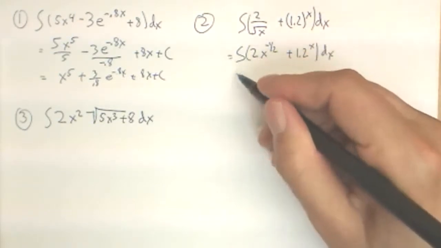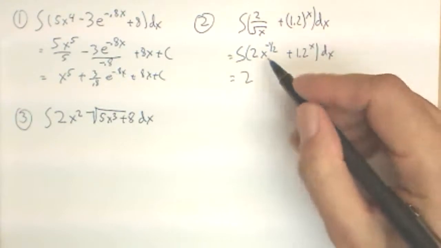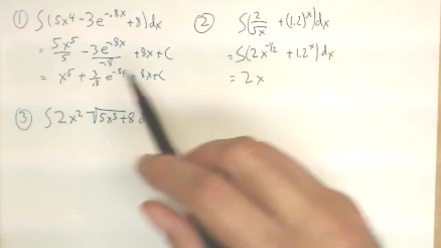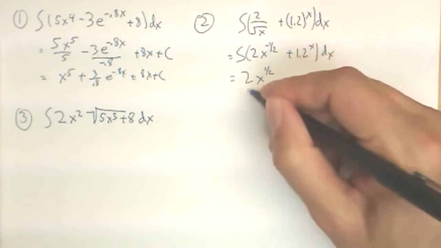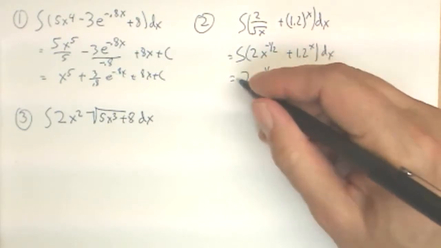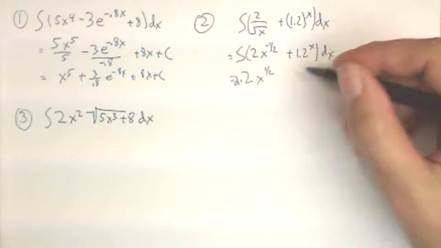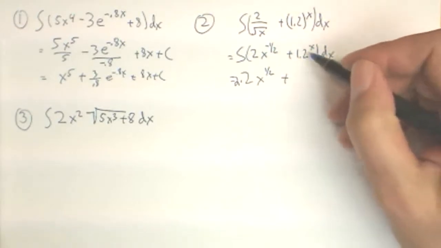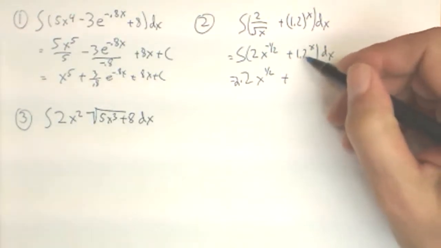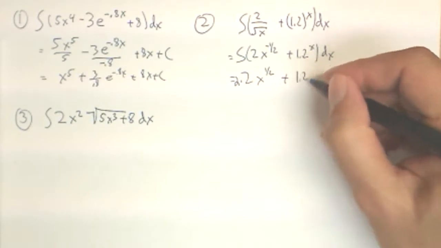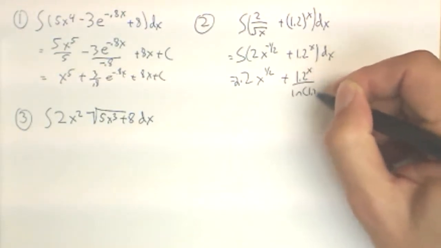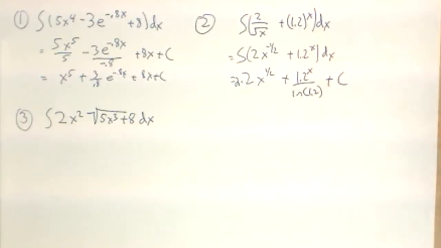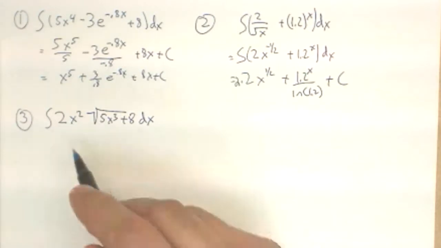Okay, the answer is 2 comes along. The same rule applies to x to the negative 1/2 that applied to x to the fourth. You add 1, which gives you 1/2 divided by 1/2, which is multiplying by 2. Plus, this is b to the x. It's not e to anything. It's another base b. So we know the rule, or we should look it up. 1.2 to the x over natural log of 1.2 plus a constant, and we're finished. 2 times 2 is 4. You could reduce that, obviously.